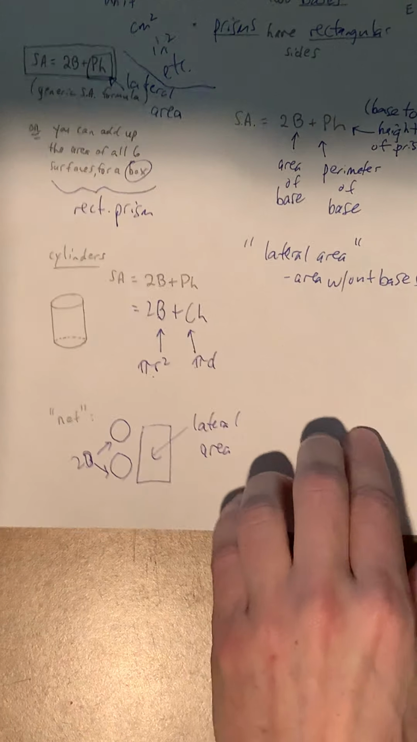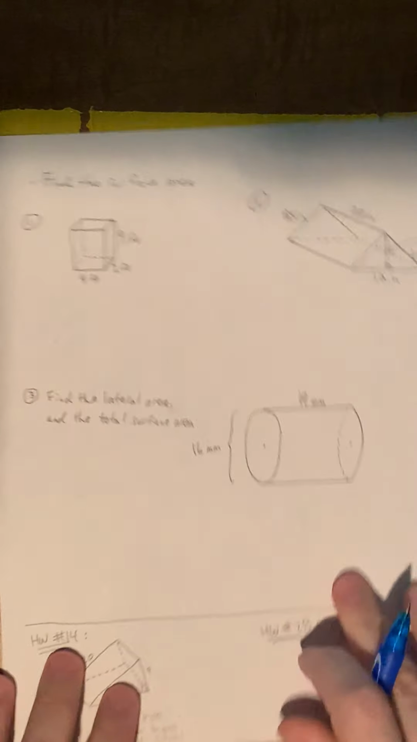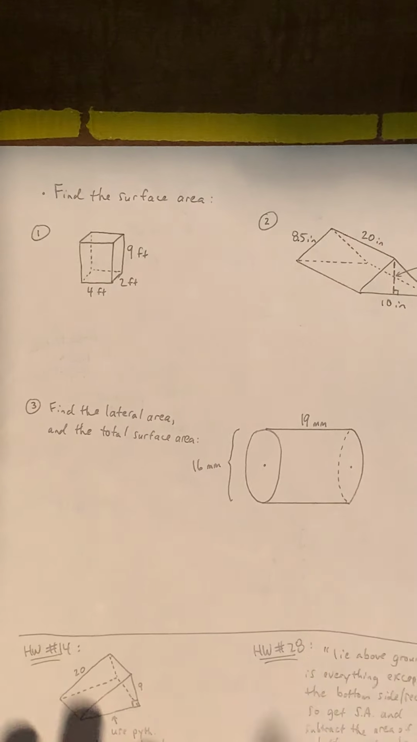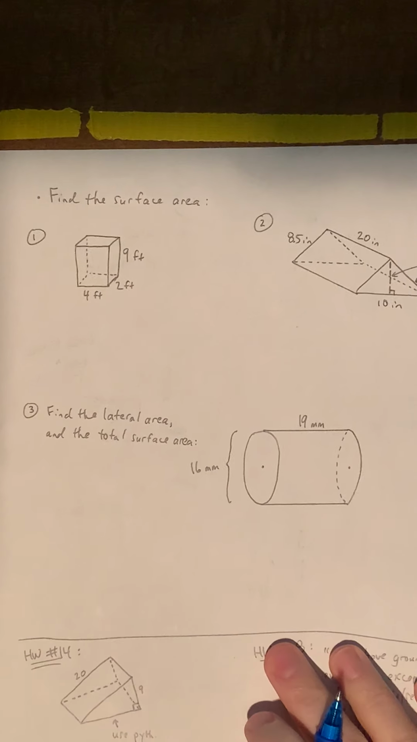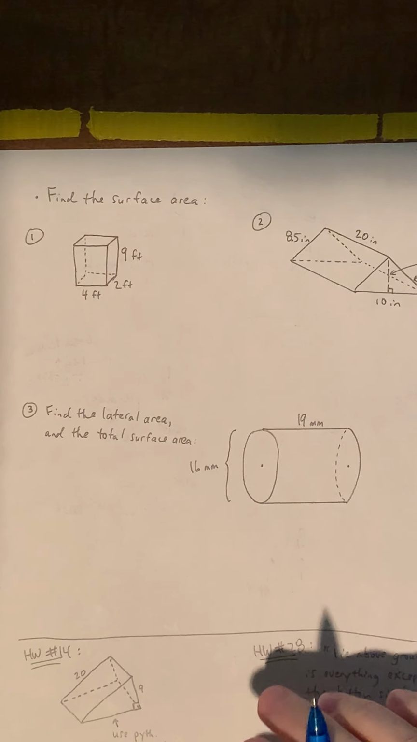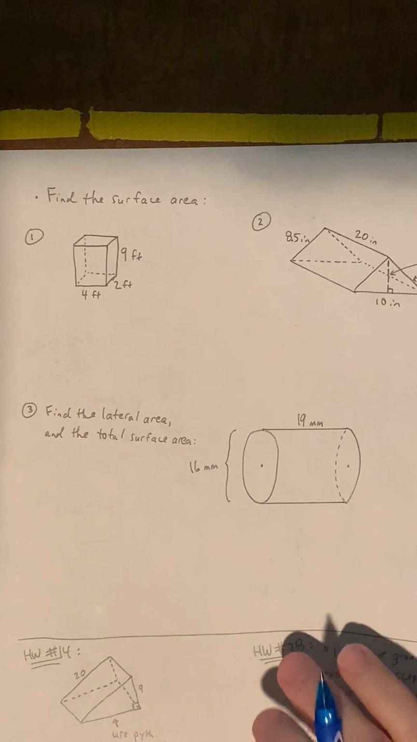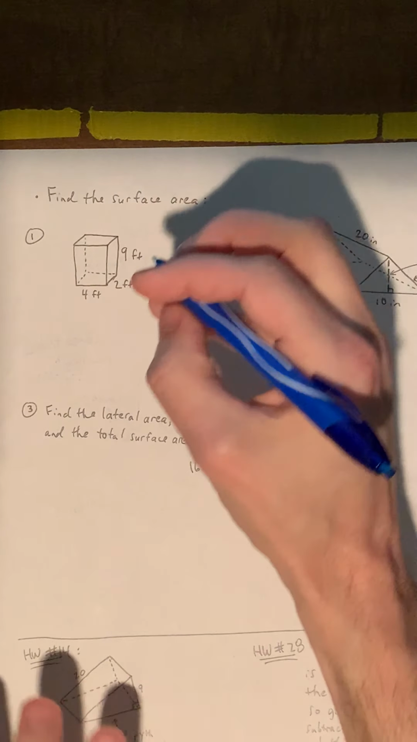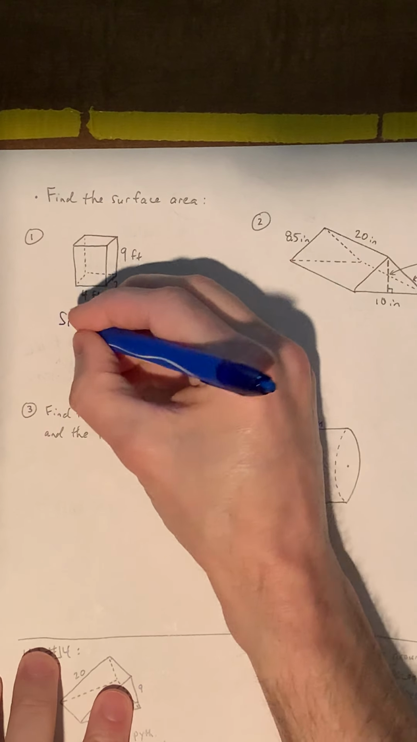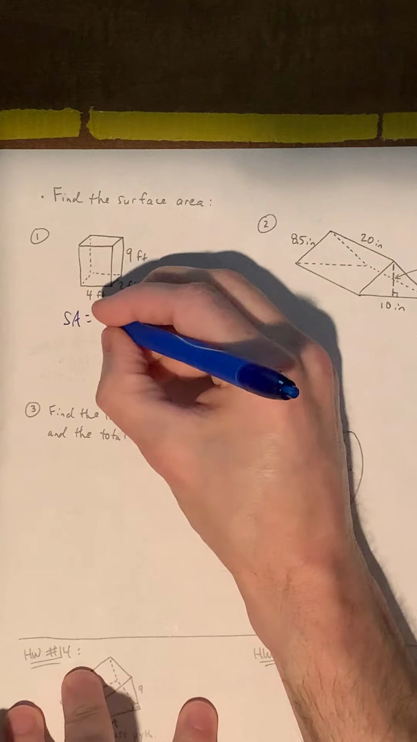All right, so let's see some examples on the back. For the first two, we're going to find the surface area. So number one, we have a rectangular prism or box. So we bring up our generic formula. Surface area, SA, equals 2B plus pH.